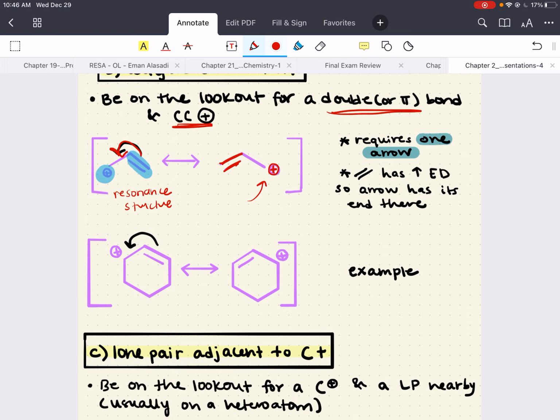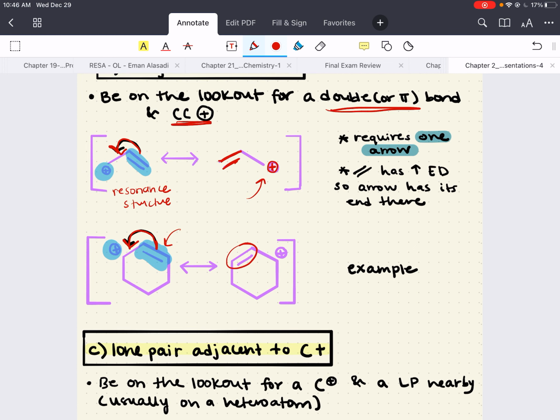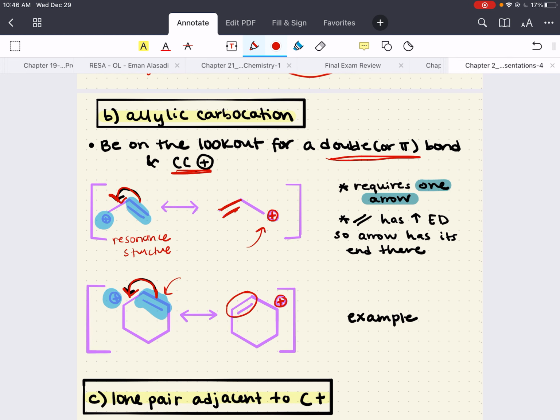Let's do another example. Look at this molecule. We have a double bond, and in the allylic position we have a positive charge, a carbon cation. What are we going to do? We're going to draw the arrow from the double bond over to the other side. And we're going to form the double bond here on the other side. As a consequence, we have a positive charge now here because we lost electron density. So that's how we do this second pattern. So we've done allylic lone pair. That was our first one.